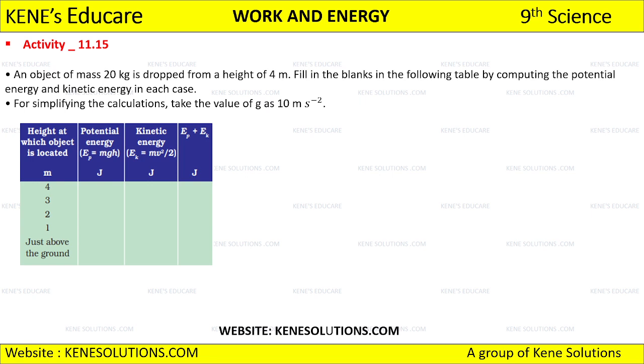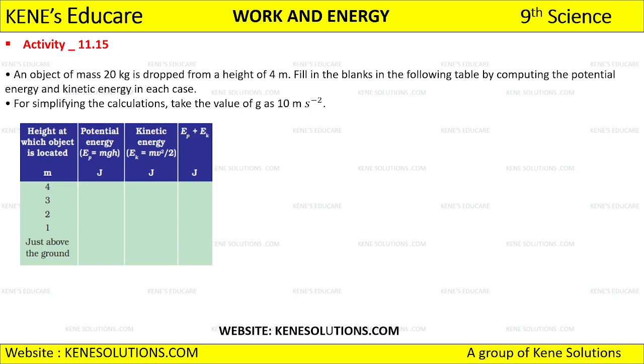So the height has been given. Height at which object is located. Potential energy is equal to mgh. Kinetic energy is equal to mv square by 2, like half mv square, right? And then we will add the potential energy and kinetic energy, so that is EP plus EK. Now the height is given 4, 3, 2, 1. Now you have to write the potential energy, kinetic energy, and then add them.